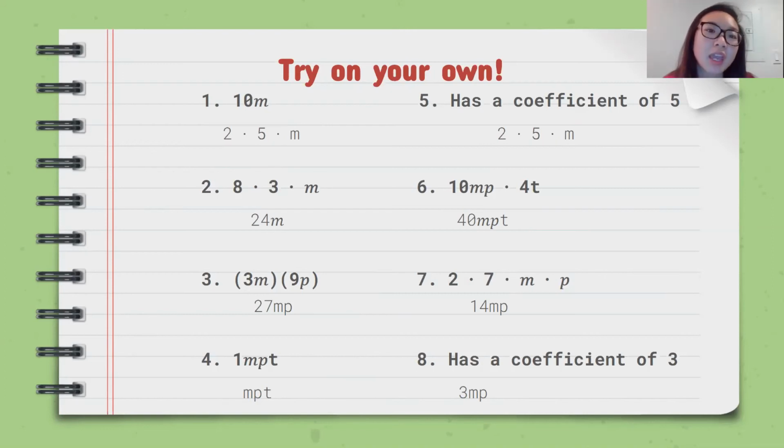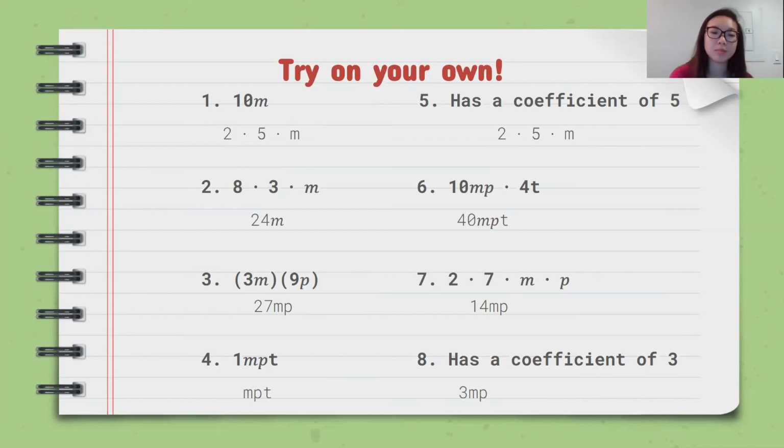So 10 times m, you could expand it out to 10 and then times with the dot sign m like this. But again, I said you have to expand it even further if it can be multiplied. So here we have 2 times 5 times m. And then for number 2, I have 8 times 3 times m. So then we turn that one into 24m together.